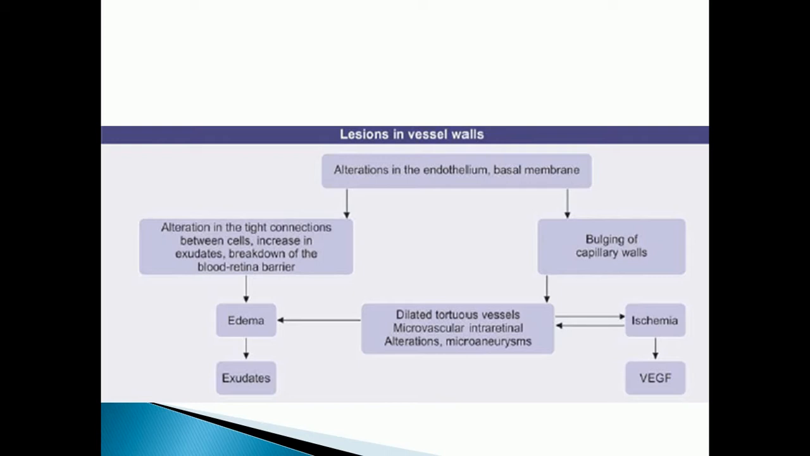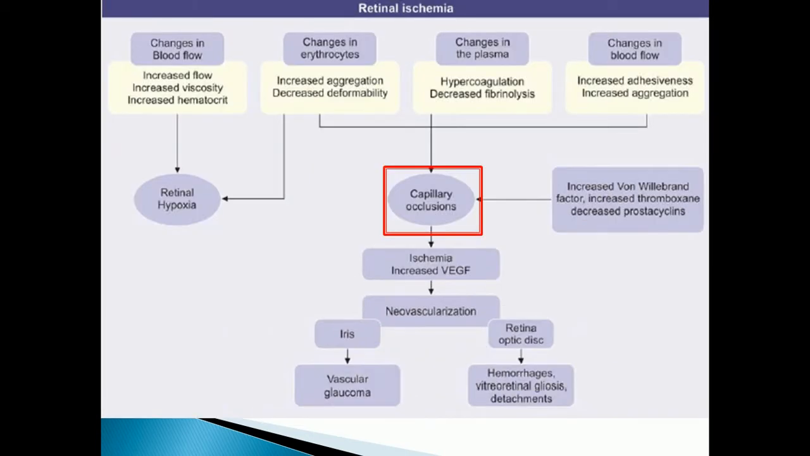Also, because of the alterations, there is bulging of the capillary walls, which leads to dilated tortuous vessels, microvascular edemas, and microaneurysms, which further lead to edema or ischemia. Ischemia further leads to VEGF production.